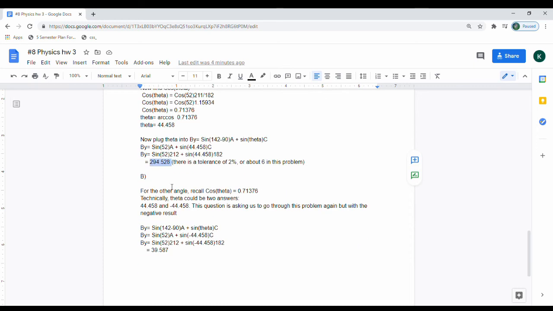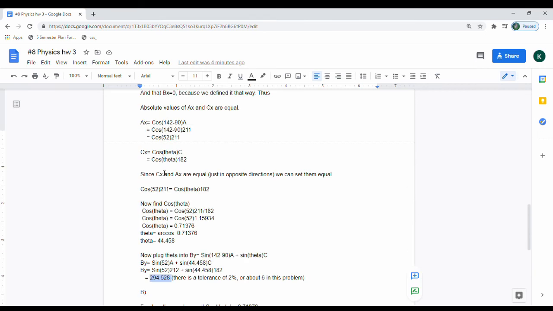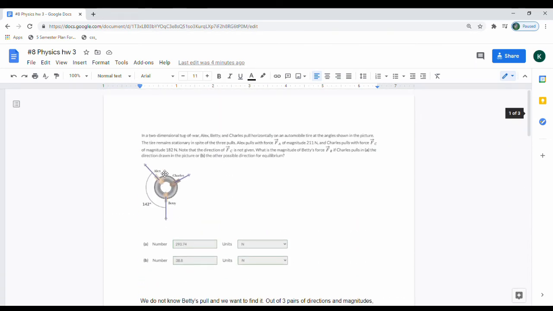That's okay. So for B, they're asking us this question, and a lot of people, including myself, were incredibly confused, but they were saying the other possible direction for equilibrium. Well, Charles doesn't have to be pulling here. He could be pulling this way, down.